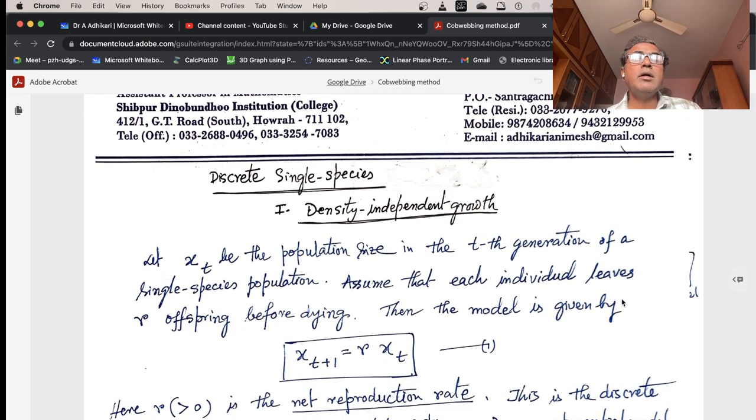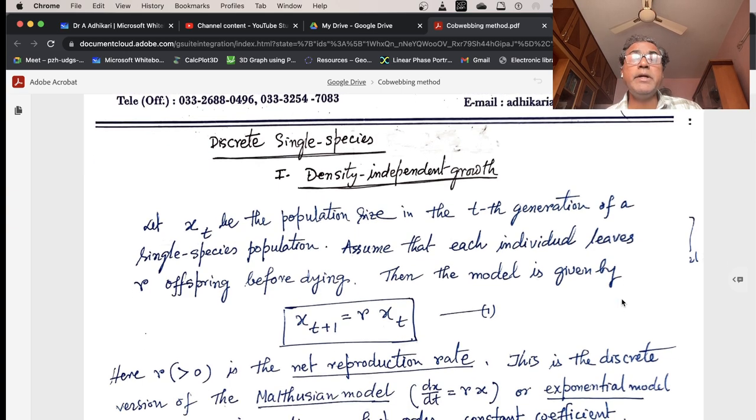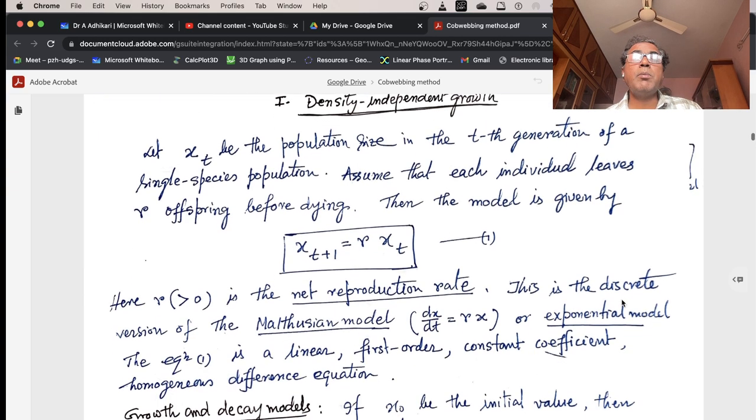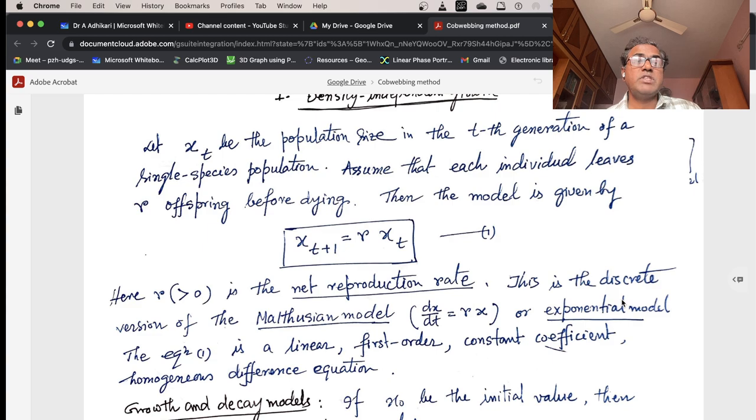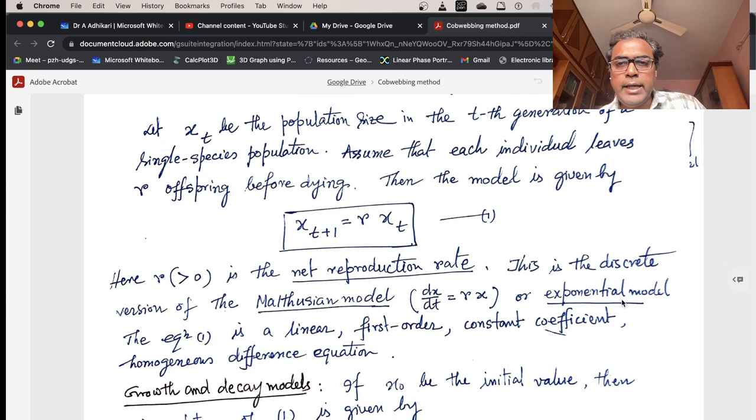Now, the discrete single species model. First we consider density independent growth. Let xt be the population size in the t-th generation of a single species population. Assume that each individual leaves r offspring before dying. Then the model is described by xt plus 1 equal to r xt. Here r is positive and is the net reproduction rate. This is the discrete version of the Malthusian model, dx/dt equal to rx, or exponential model.